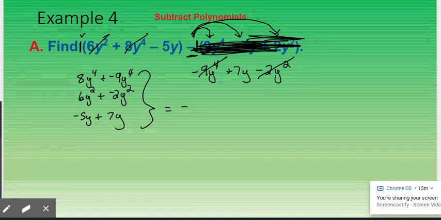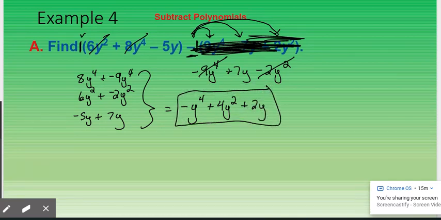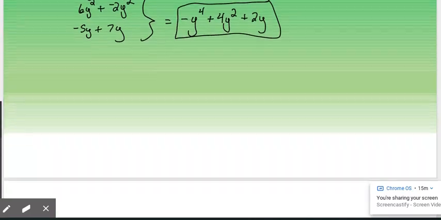So I have negative 1y to the fourth, positive 4y squared, and I add up my y squareds, and positive 2y. Okay, so the only difference between the subtraction and the addition ones is I have to distribute that negative 1. Let's do one more of these for our notes.